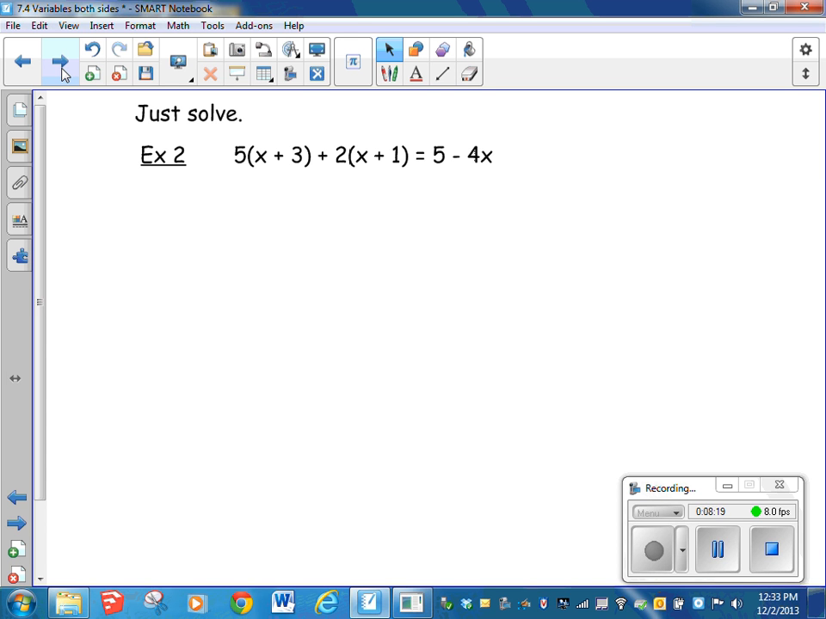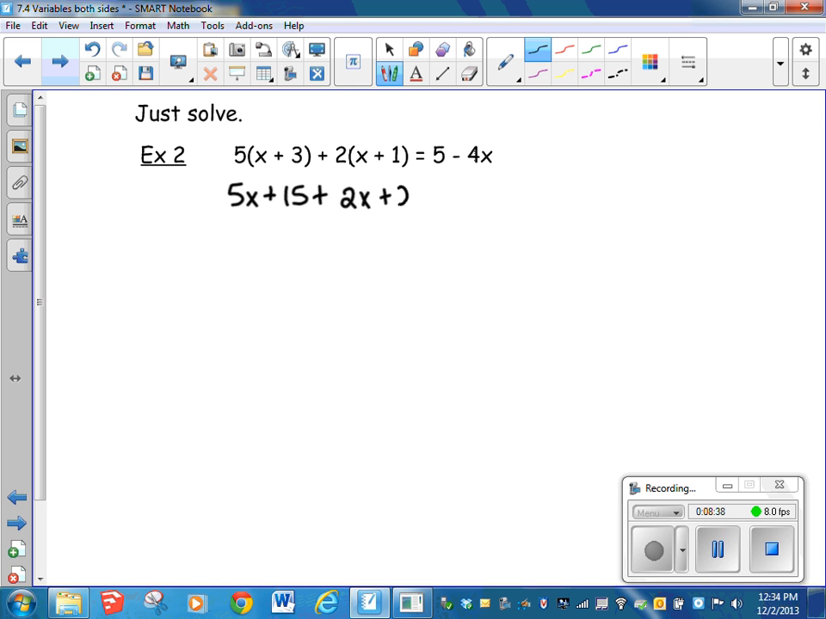All right, one step at a time. What do you think is the first thing we should do? What we should do first here, Daryl? Distribute. Yep, distribute. Get rid of the parentheses. So what do you get when you distribute, Daryl? 5x plus 15 plus 2x plus 2. Good. Equals 5 minus 4x.